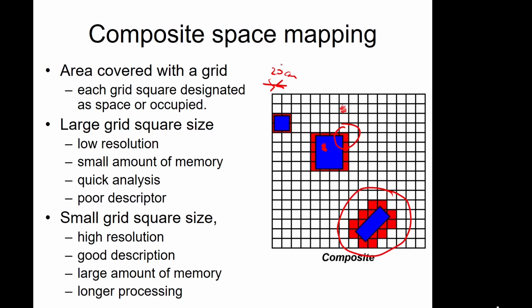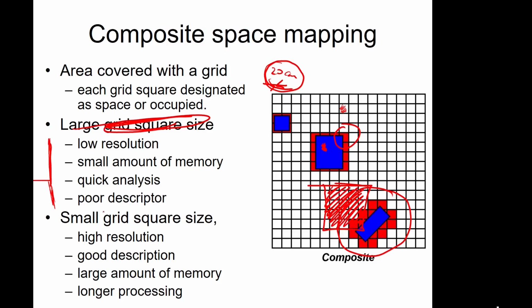I said the grid size should be typically about the size of the robot. It's up to you what grid size you want. If you go for a large grid size, then you have a low resolution map. It doesn't take up much memory and it's very quick to process that map in order to plan a path through it. So it's very quick analysis. However, it leads to very poor descriptions. You can imagine here, if we had a big square represented here, if there's a bit of an object on that, then you would class all this as an object. So you're increasing the amount of non-homogeneous space, so it's a very poor descriptor.